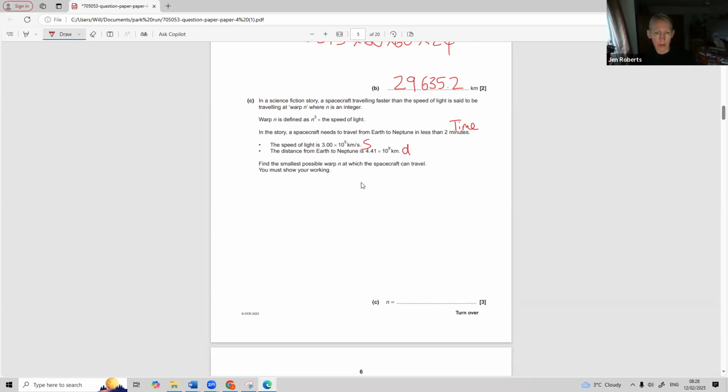So hopefully we've spotted this as a speed, distance, time question. Well, it's quite a lengthy worded one. So right, hang on. Speed equals distance over time, right? And we're working out n. So warp n is defined by n cubed times the speed of light, and this is the speed of light. And so we know speed is equal to distance over time.